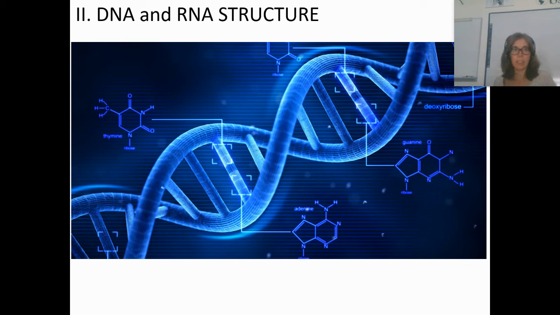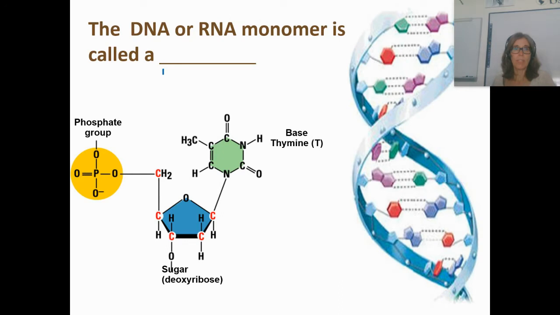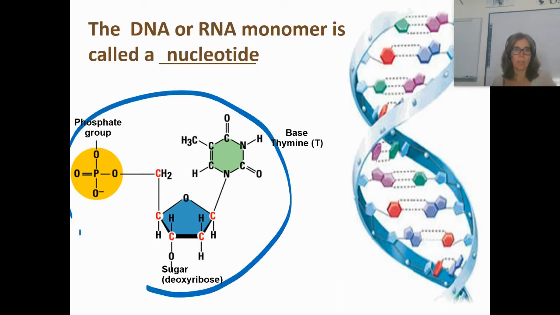Welcome to AP Biology. Today I want to talk to you about the structure of DNA and RNA. So the monomer for DNA and RNA is called a nucleotide, and the nucleotide is here, or if you look at it here, it's right there.